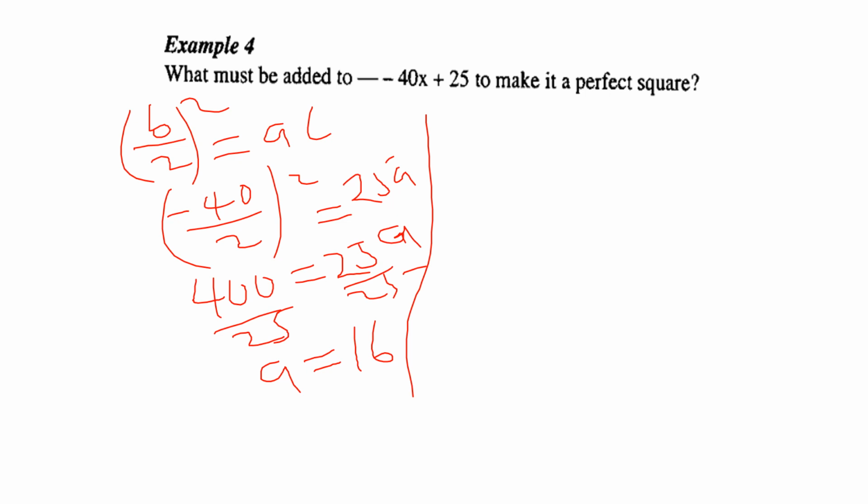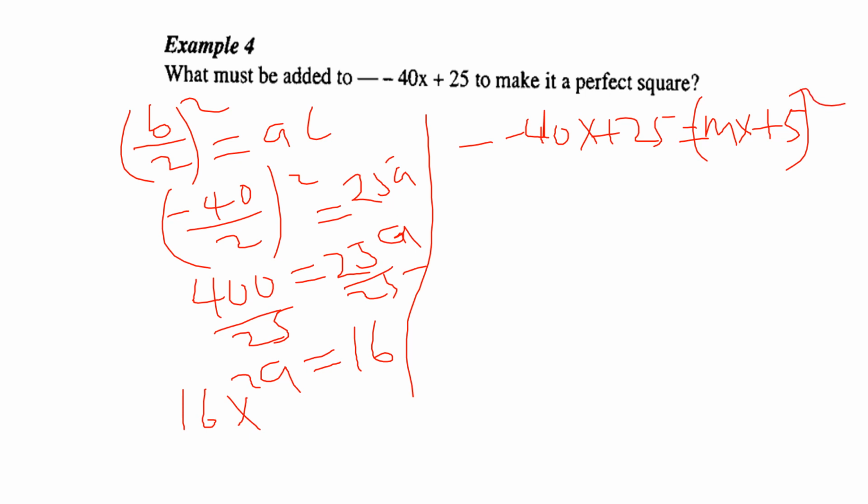So it is prudent for me to say this is 16x squared. Remember also you can do it with the long method, that is where we have negative 40x plus 25. This one you can say is equal to the square root of that, we can say it is maybe mx, and then plus the square root of 25, which is 5 of course, and then you can have it squared there.